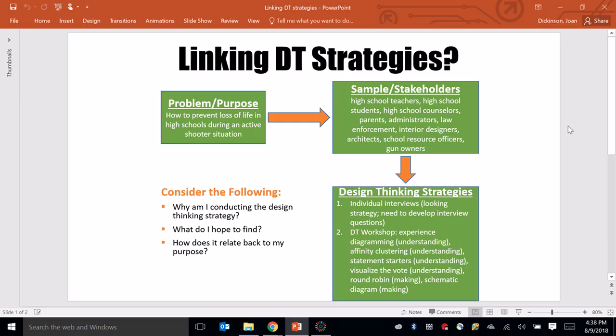What I want you to think about as you are linking strategies is, first of all, why am I conducting the design thinking strategy? What is it I hope to find? And how does it relate back to the purpose of my study? And that is really critical.